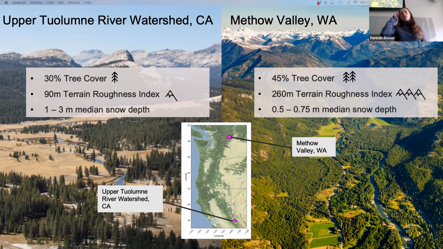So just from looking at these characteristics, we can make predictions about how well these study sites will perform when we try to compare ICESat-2 snow depth to ground observations. The lower percentage of tree cover, the smoother terrain, and the deeper snowpack that will provide more of a signal for measurement means that the Upper Tuolumne River watershed is likely to perform much better than the Methow. And so we're going to use these two sites to compare our results and try to investigate how the terrain and canopy cover in each of these produces different results when we look at ICESat-2 snow depth.